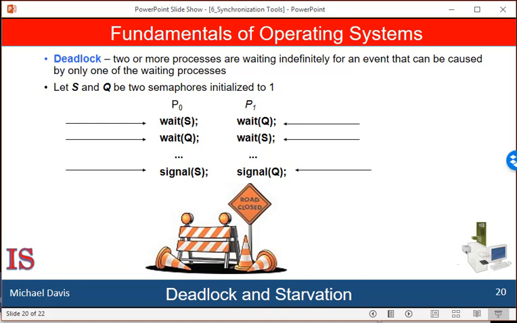We say that a set of processes is in a deadlocked state when every process in the set is waiting for an event that can be caused only by another process in the set. The events with which we are concerned here are the acquisition and release of resources such as mutex locks and semaphores. Other types of events may also result in deadlocks.